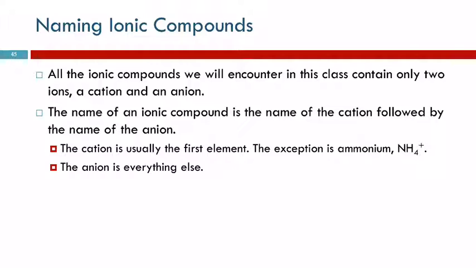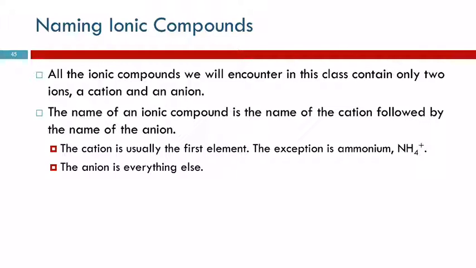There are ionic compounds that have more than two kinds of ions. We are not going to deal with any of those in this class. So for our purposes, ionic compounds, two ions, a positive ion and a negative ion. And so when we name these, we name the positive ion first and the negative ion second. It's like the wedding invitation, Mr. and Mrs. We do it the same because it's easier if we're consistent.